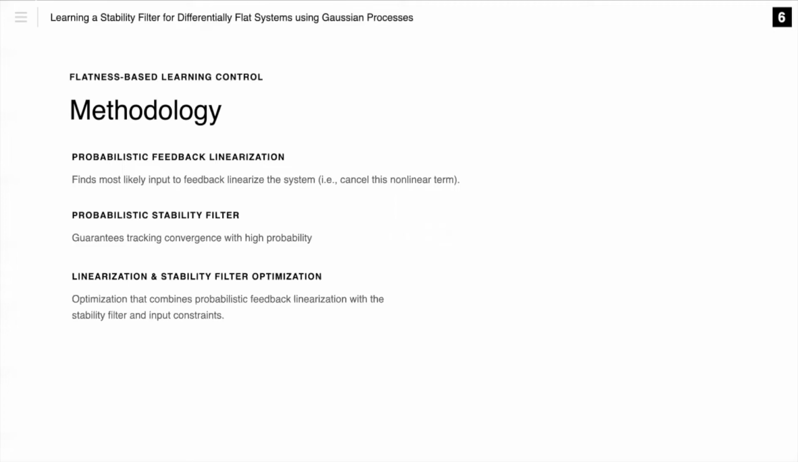Secondly, a probabilistic stability filter that tries to guarantee tracking convergence with high probability. And finally, an optimization problem that combines probabilistic feedback linearization with the stability filter and input constraints.